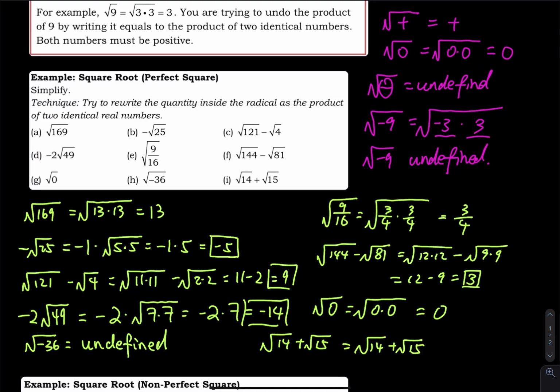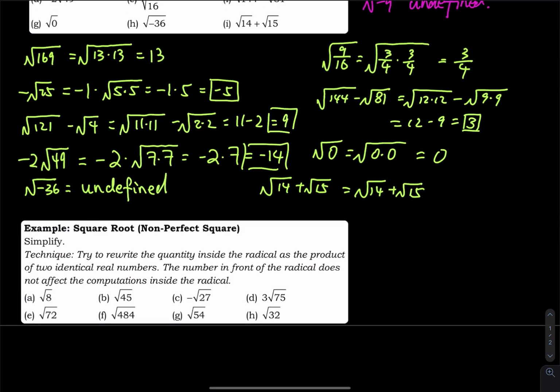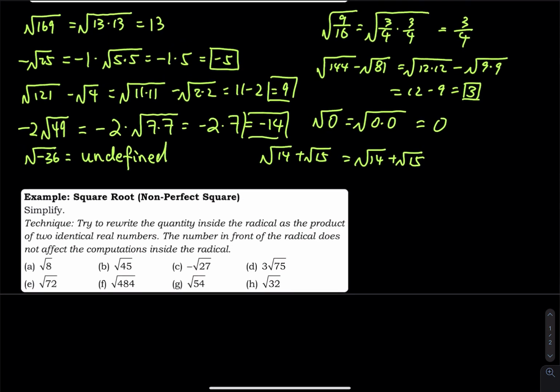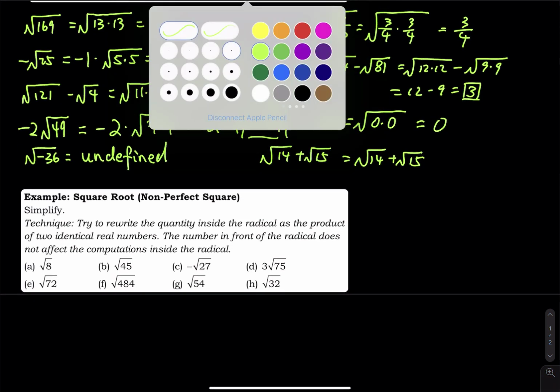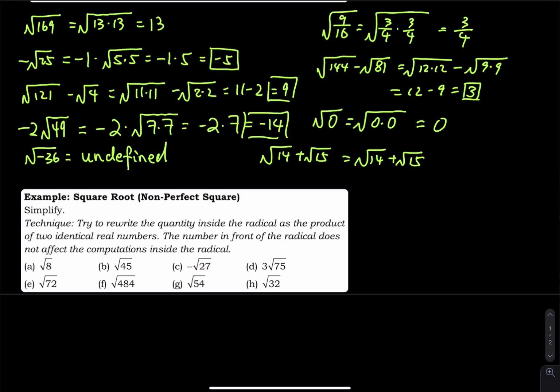All right. So the next example, how about when the radicand is not a perfect square? So let's switch color for that. The first one, we have the square root of 8, right? So the square root of 8, 8 is not a perfect square, right? However, we can rewrite the 8 as 2 times 4. So 4 is a perfect square.